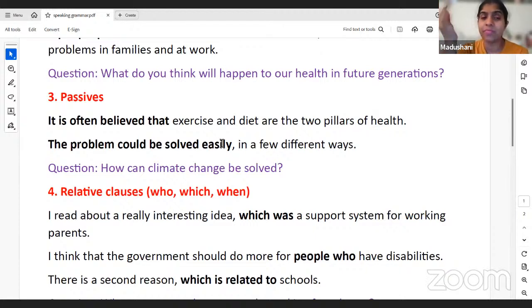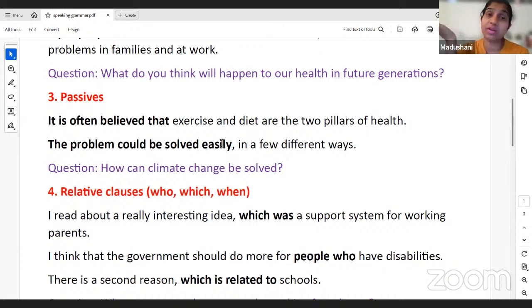Okay, remember that. I read about a really interesting idea, which was a support system for working parents. So, what was the idea? It was a supportive system for working parents. And the second sentence, I think that the government should do more for people who have disabilities. For what people? Who have disabilities. So, we give extra information about the people who have disabilities. So this is what happens with relative clauses.